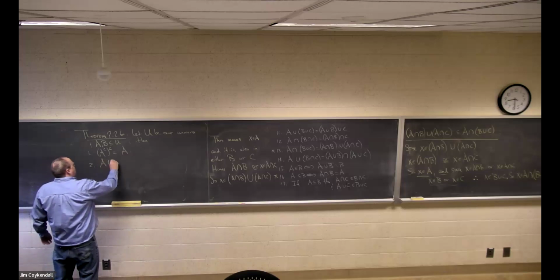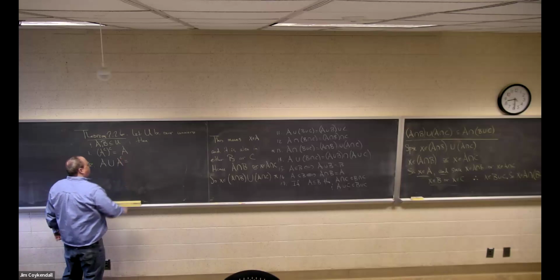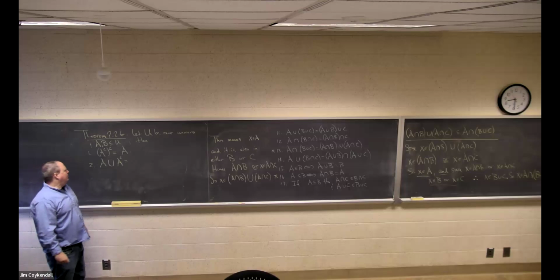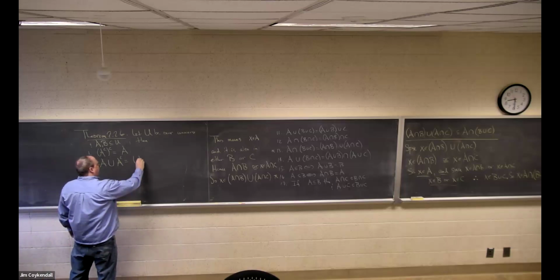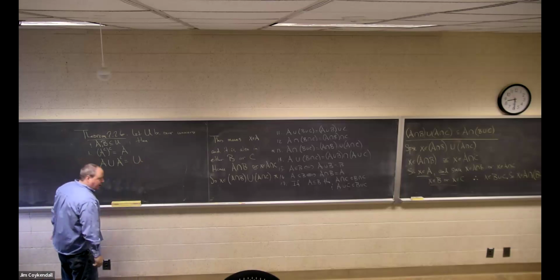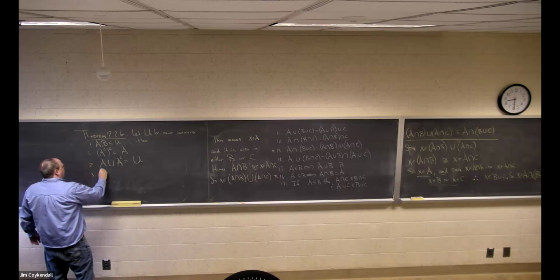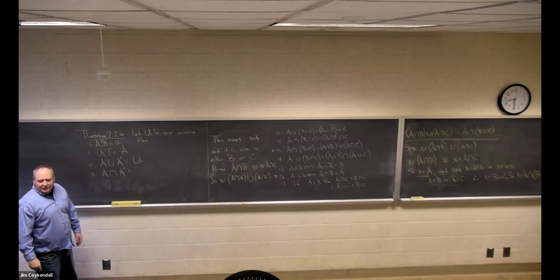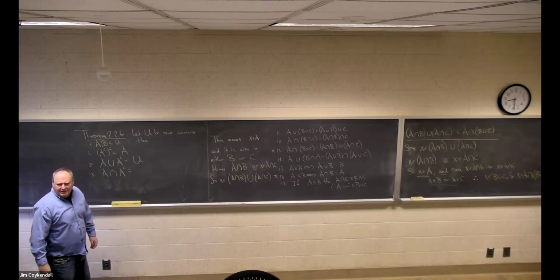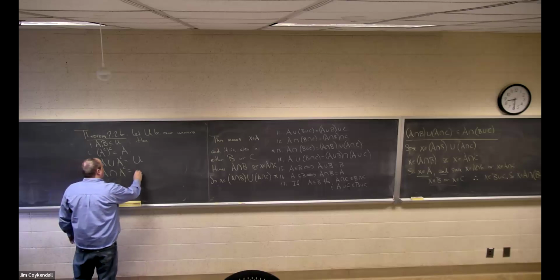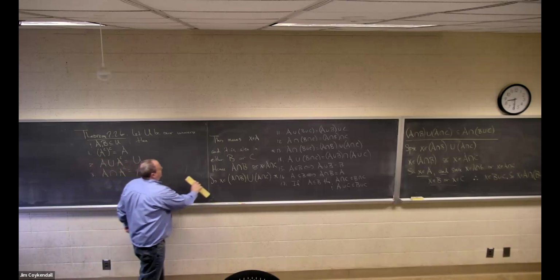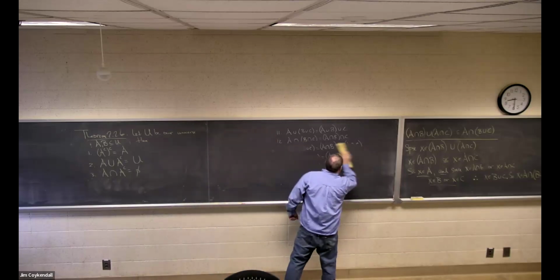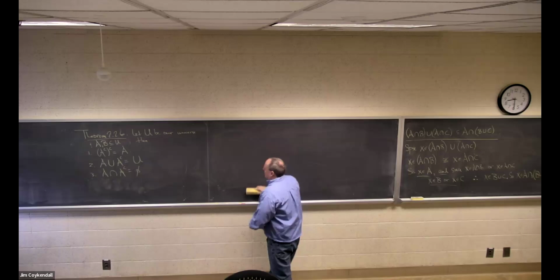A union its complement, what should that be? It should be the universe. Everything in the universe is either in A or it's not in A. You probably know what's coming next. What happens when you intersect something with its complement? This should be the empty set. Very good.